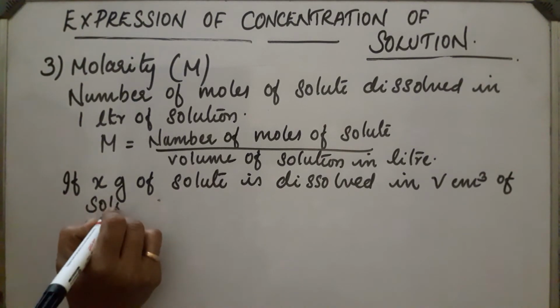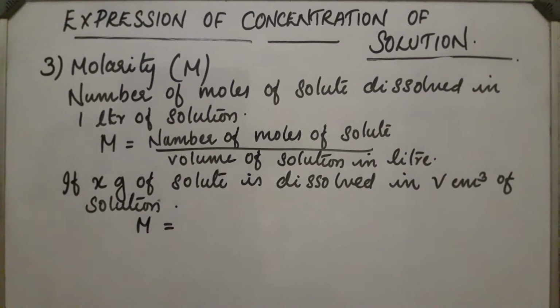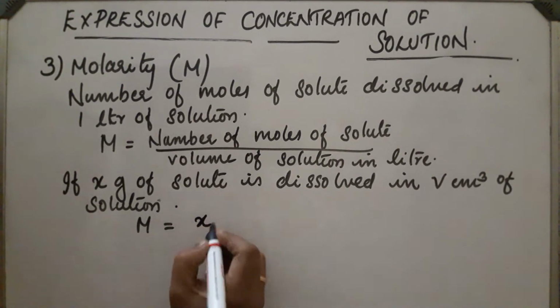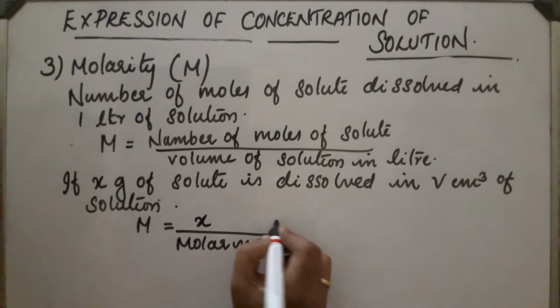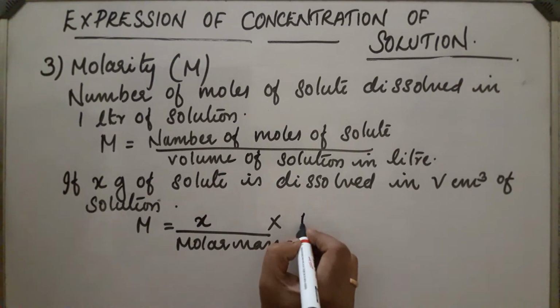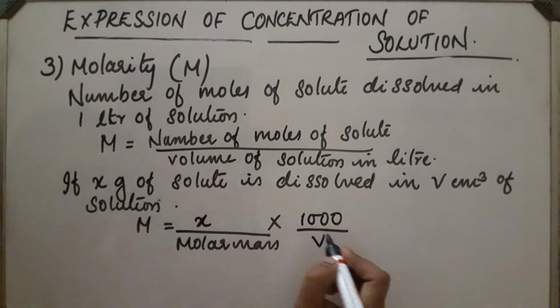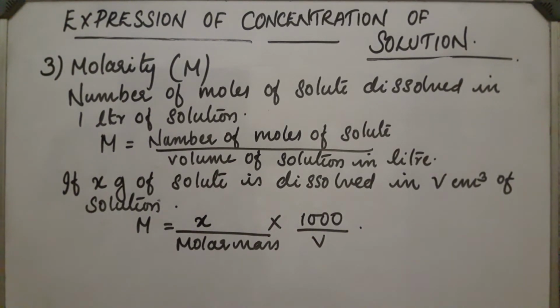how can we write the expression? Then M will be equal to the number of moles, which is the given mass of the solute by the molar mass of the solute. So this will be X gram of the solute by molar mass of solute, into, per liter of the solution. Since the volume is given as V cubic centimeter, we have to convert this into liter. So it is by V into 1000. This much is the molarity.